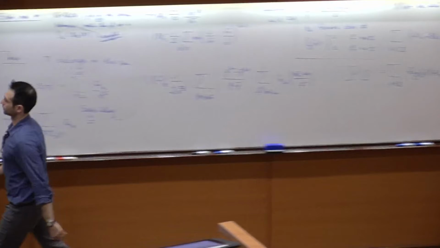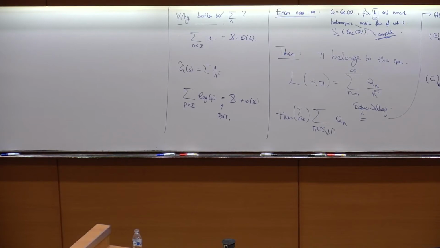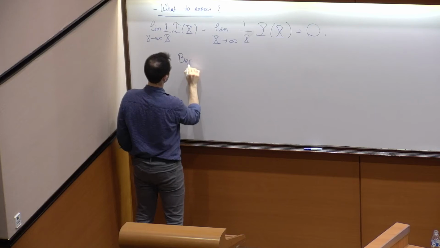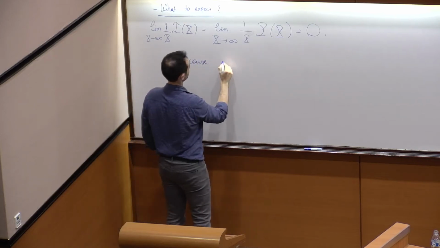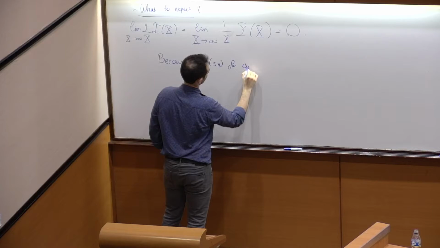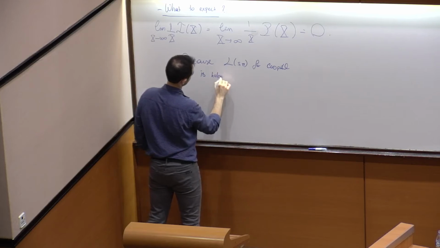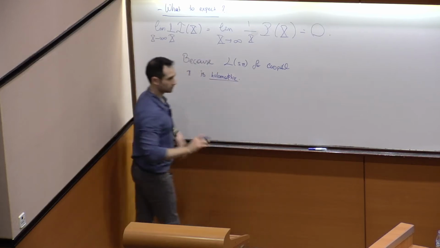So, in other words, you expect I(x) to be 0, because L(s, pi) for cuspidal pi is holomorphic. This is just to keep everything intact.